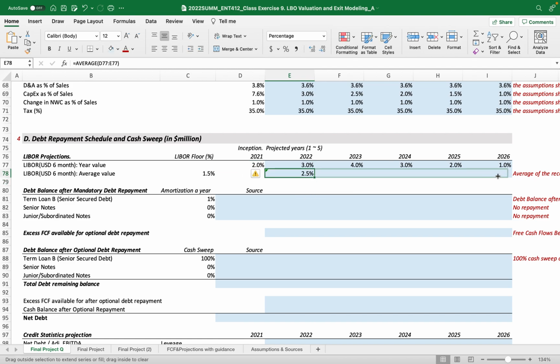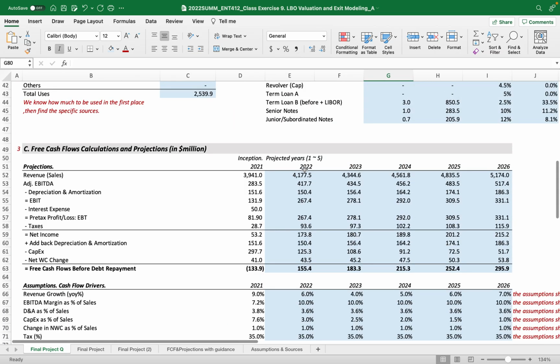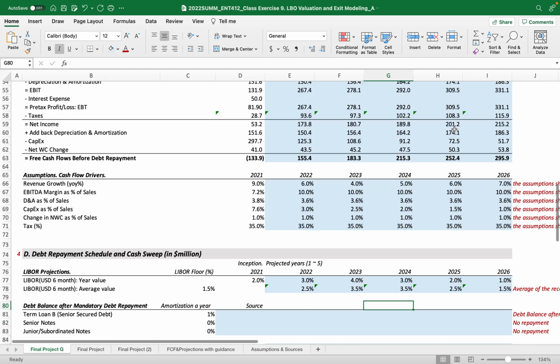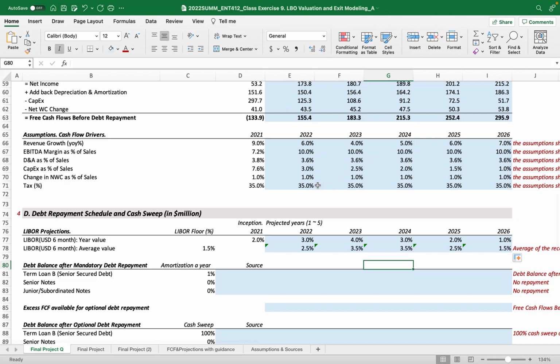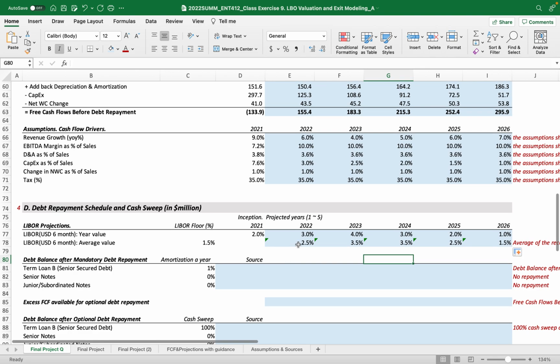Then let's just drag. And then we have the floor, which means it's kind of a provision or clause that this term loan, 2.5% plus the LIBOR interest rate, which is a floating rate, should be at least a certain percentage and not below it, right? So now we got it.